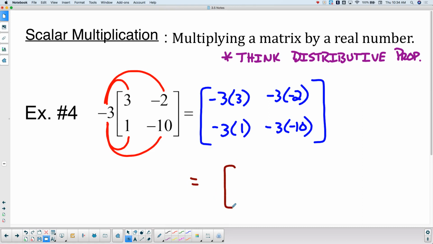So that matrix becomes negative 9. It's a 2 by 2 matrix. The size doesn't change when you scalar multiply. So it's still a 2 by 2 matrix. Negative 9, positive 6, negative 3, positive 30.